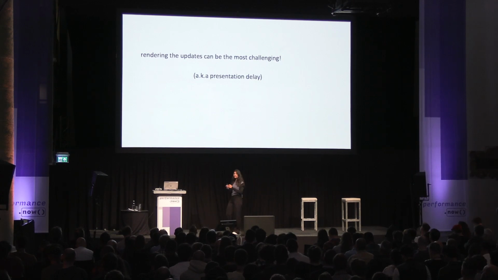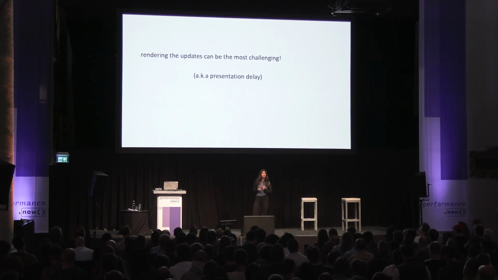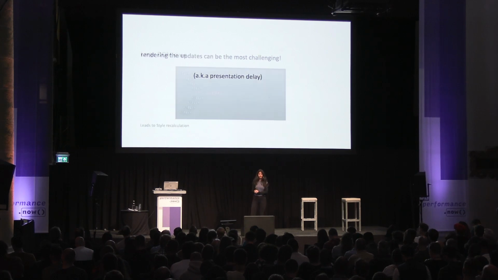But what if it's the rendering part that takes most of the time? What if the DOM size is big? I think most of our applications have this problem, right? We have bigger DOMs. We have so many elements. I think it's the framework industry that made us do that, ultimately. But yeah, that's also called the presentation delay, right?